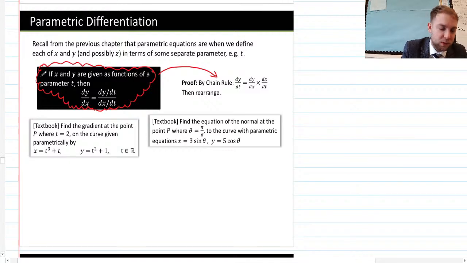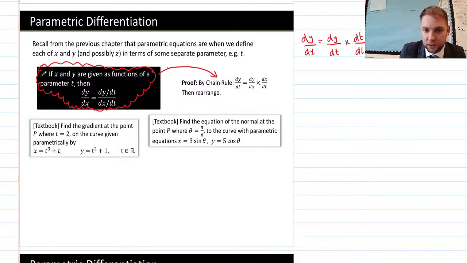Now this comes from, you can think about KFC if you want, keep, flip, change. So dy by dx, I'm going to write it over here. Dy by dx is equal to dy by dt times by dt by dx. Now you can see that if you were to do this, you can just cancel those dt's and get dy by dx. Ooh, made a mistake there. It should be dt by dx, sorry.